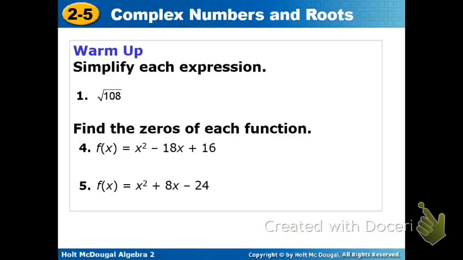Alrighty, so back onto here. Now we're at finding the zeros of each function. Number 4. Let me grab my paper. Okay, so let's go back to my little whiteboard. And we're going to get the first one on here. The first one is x squared, I hope you can tell it, that's a squared, minus 18x plus 16. Okay, and I know on your paper it says f of x.